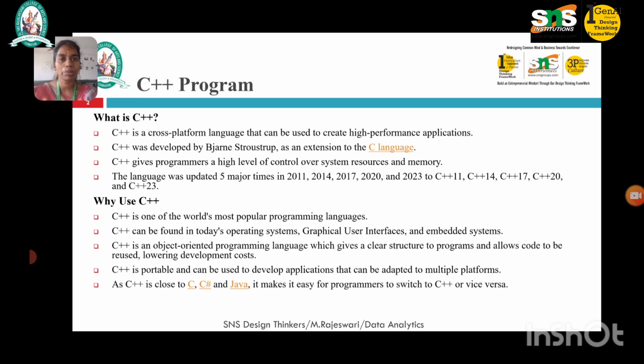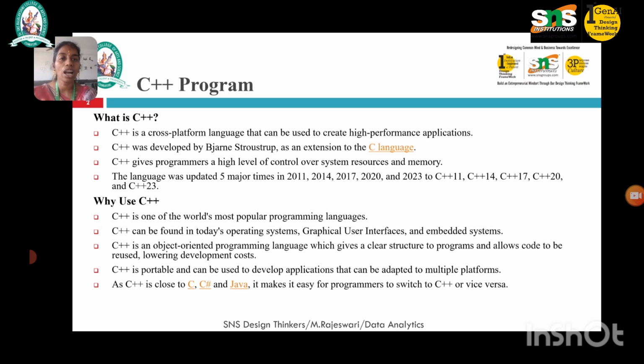So what do you mean by C++? C++ is a cross-platform language. It is also a programming language that can be used to create high-performance applications. C++ gives programmers a high level of control over system resources and memory. The language was updated 5 major times, in 2011, 2014, 2017, 2020 and 2023.